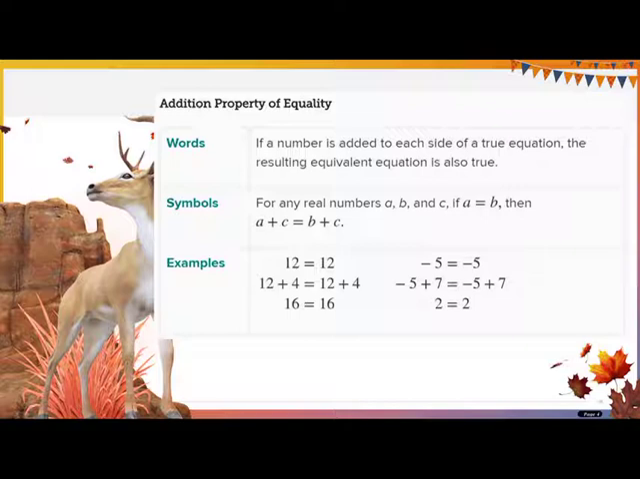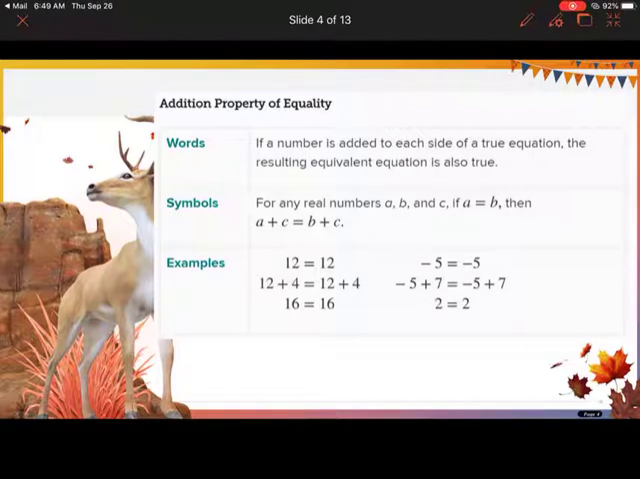So addition property of equality. We have words, symbols, and examples, so we can look at each. If a number is added to each side of a true equation, the resulting equivalent equation is also true. So remember, equivalent means equal, so this is an important word. For any real numbers a, b, and c, if a equals b, then a plus c equals b plus c.